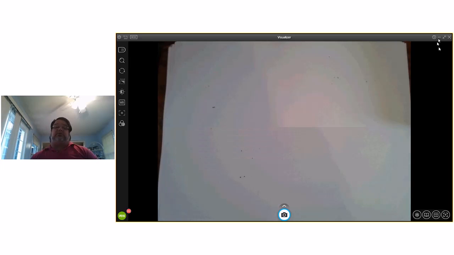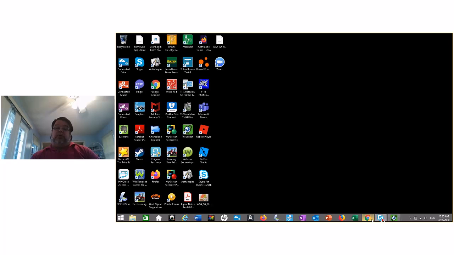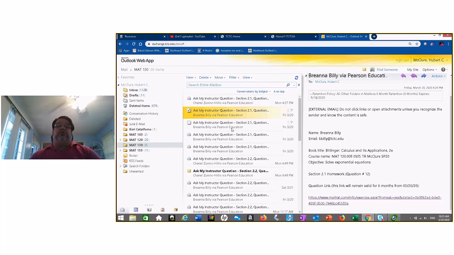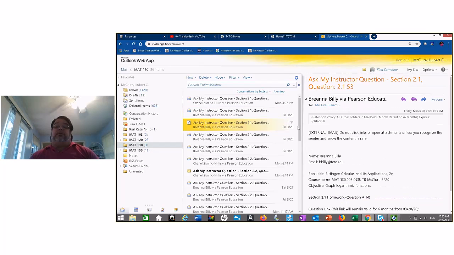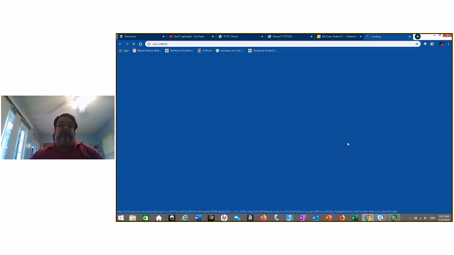I'm going to make that small. And the next one is 2.153/14. And this is an algebra question.